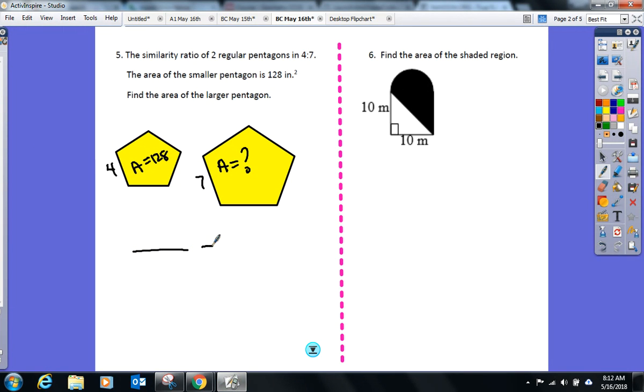Okay, the similarity ratio, because we're about to set it to area. Good. Square the similarity and set it equal to. There you go. Okay, please make sure we're squaring the similarity ratio tomorrow, if it involves area, anyway.